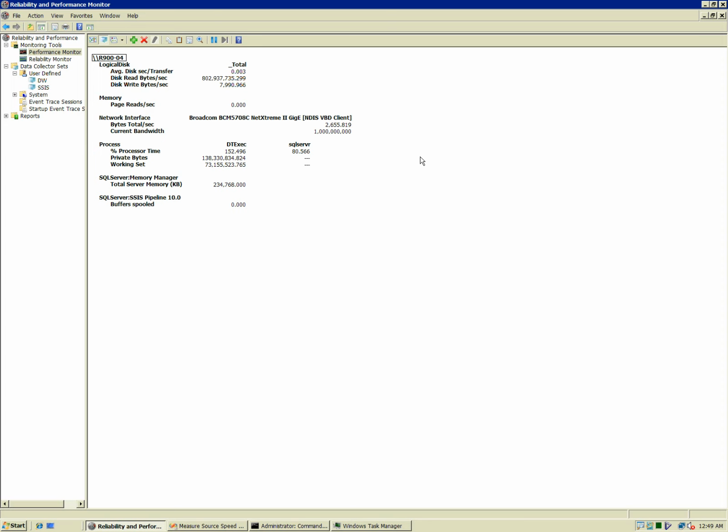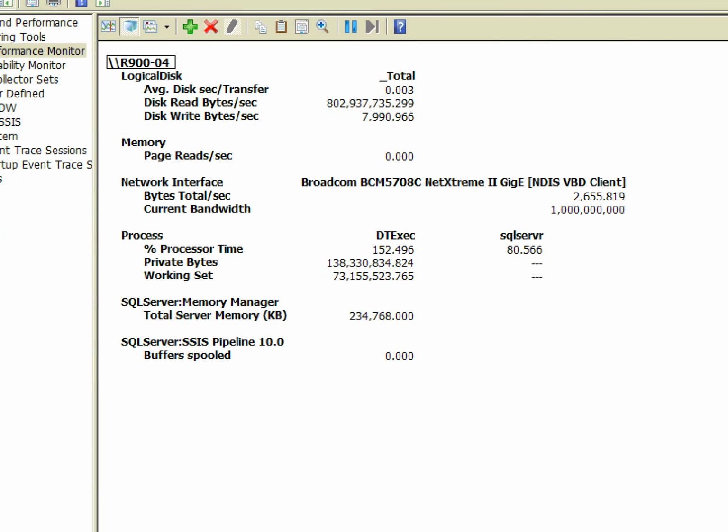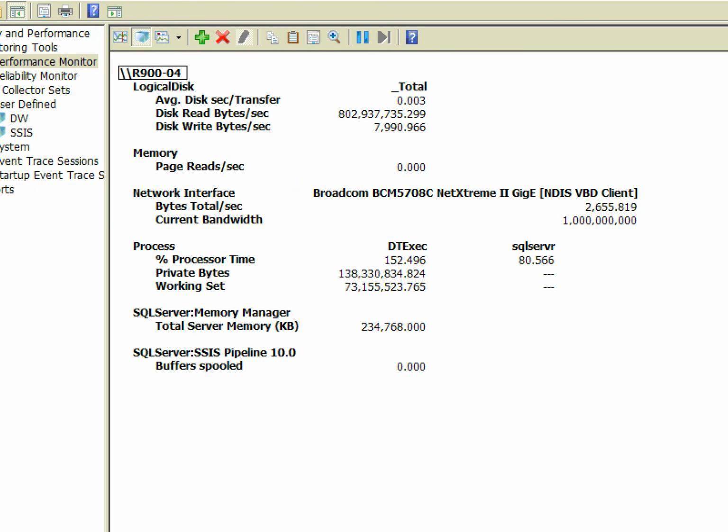So what you'll want to do when you're trying to ensure the speed of your source systems or your target systems is to have very good performance counters, like the ones listed here, and work with your systems engineering team to ensure that the systems are optimal.